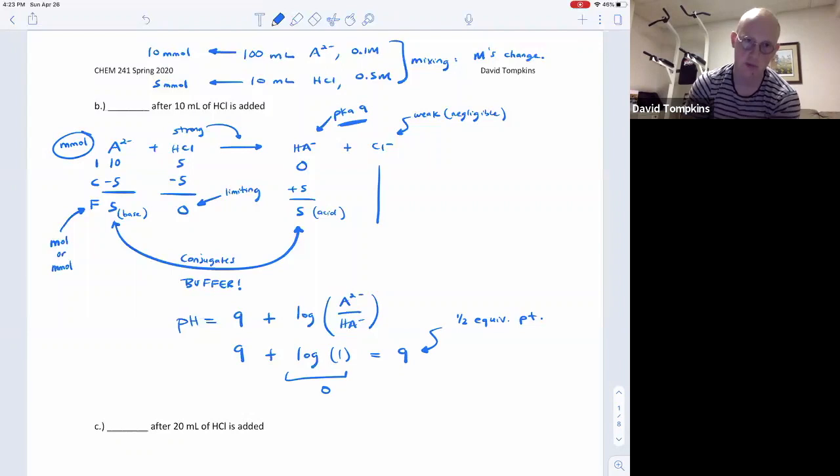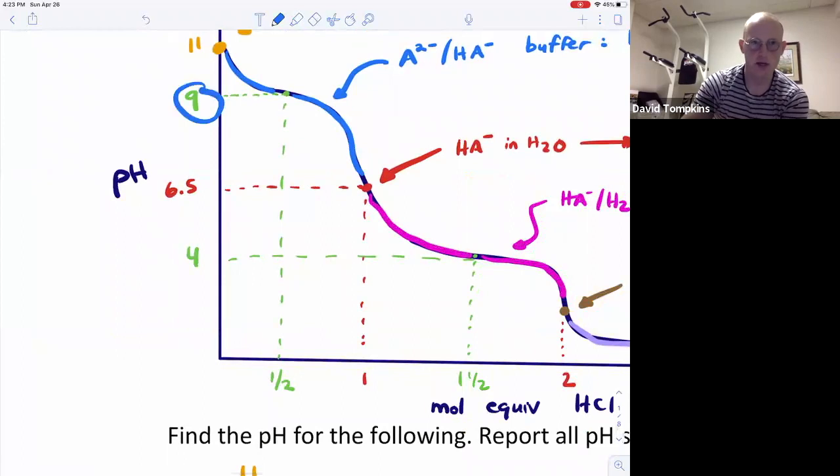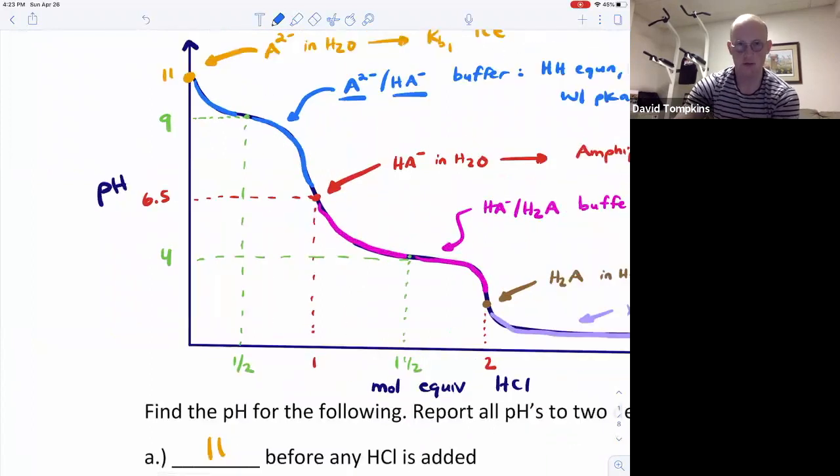Specifically the first half equivalence point. It is the best buffer, or has the highest buffering capacity, which means it's the most resistant to pH change at this pH. And that's why the curve looks like it does. Right here at pH 9, we are at the half equivalence point, and we have equal amounts of these two, and the pH is barely changing. The slope of that curve is quite small.